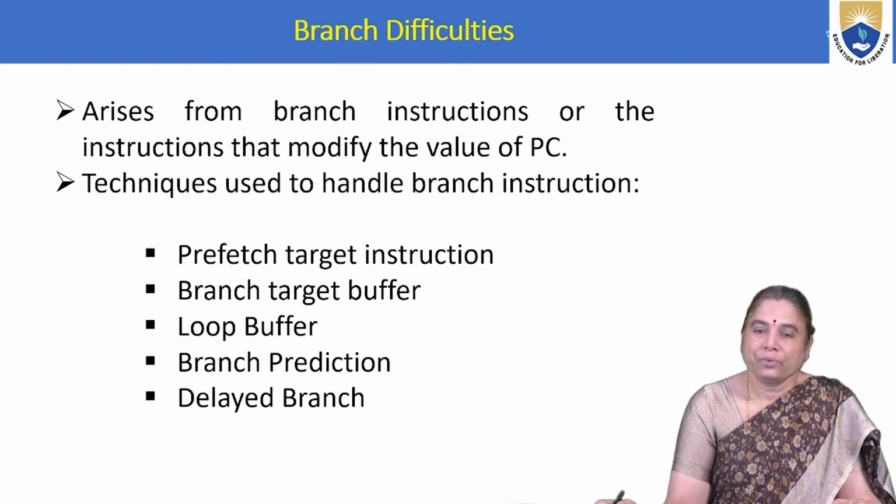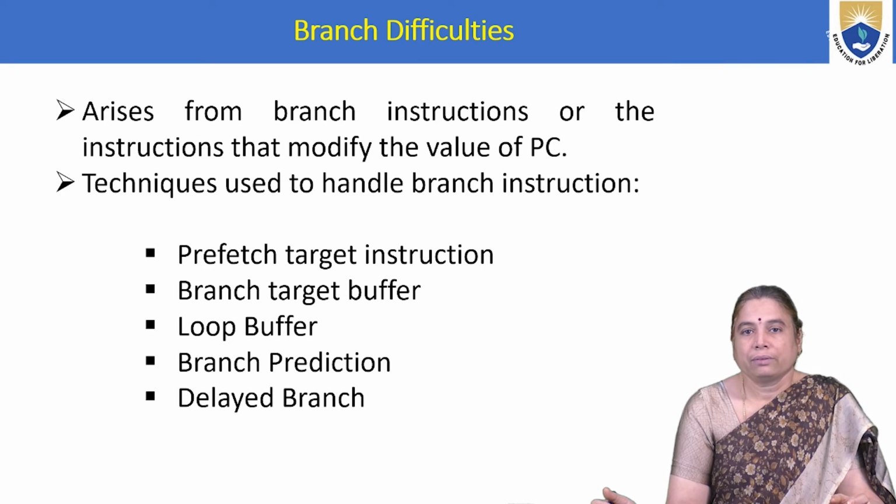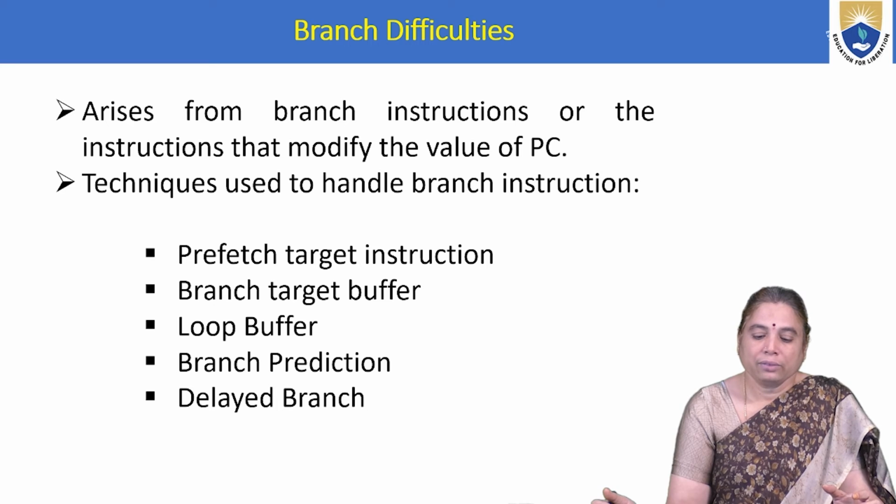Next one is branch conflicts. These arise from branch instructions, or instructions that modify the value of the PC. Techniques used to resolve these branch difficulties are prefetch target instruction, branch target buffer, loop buffer, branch prediction, and delayed branch. Prefetch target instruction: the target instruction is fetched and stored beforehand, so that the branch instruction can be smoothly executed and return to the main program execution.